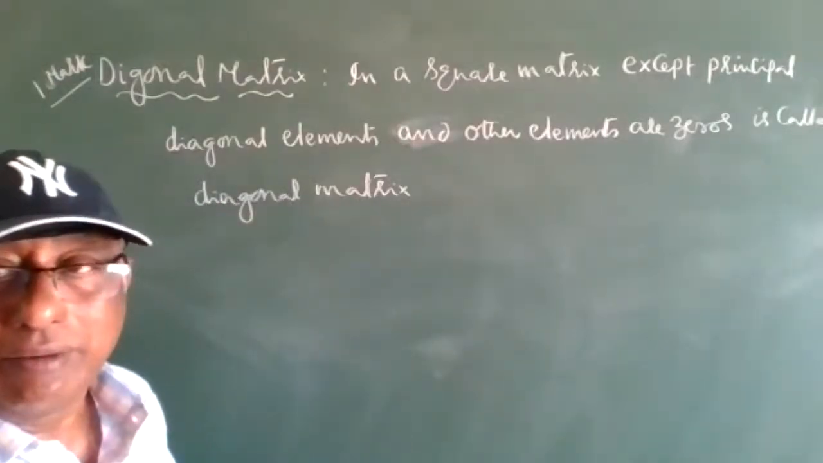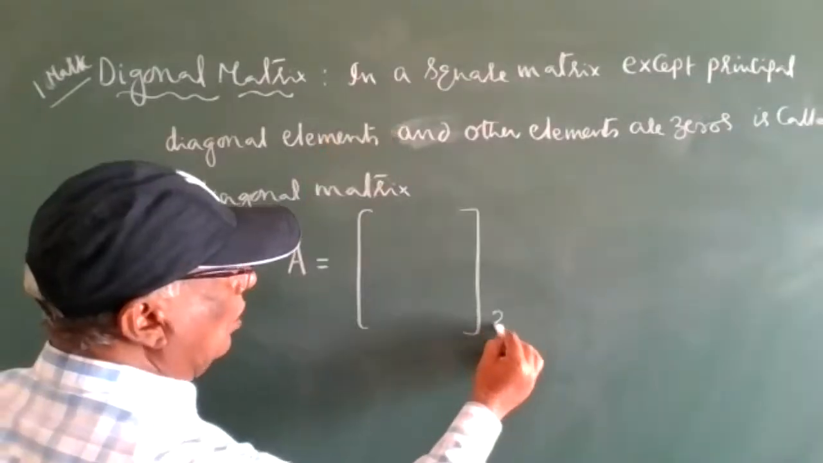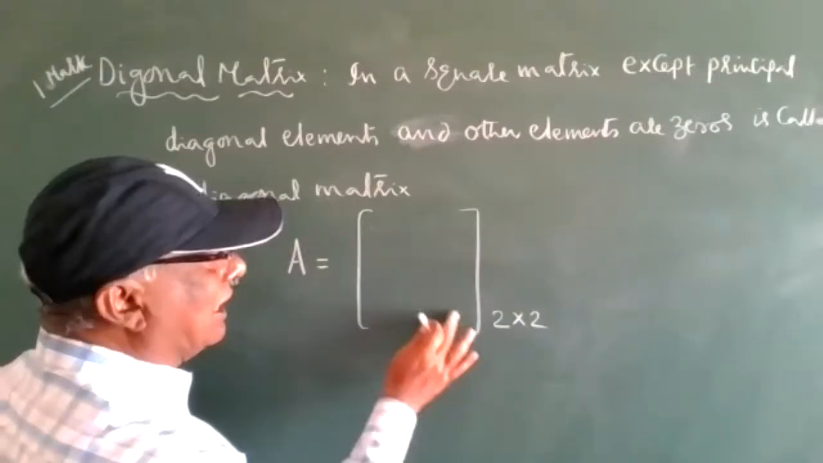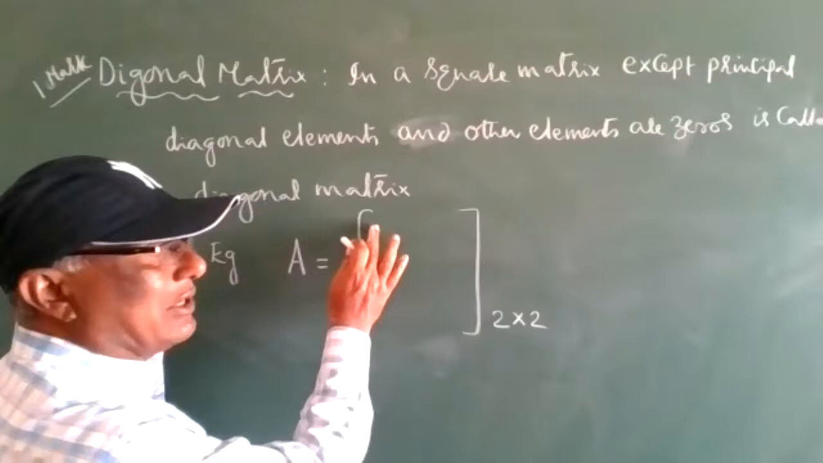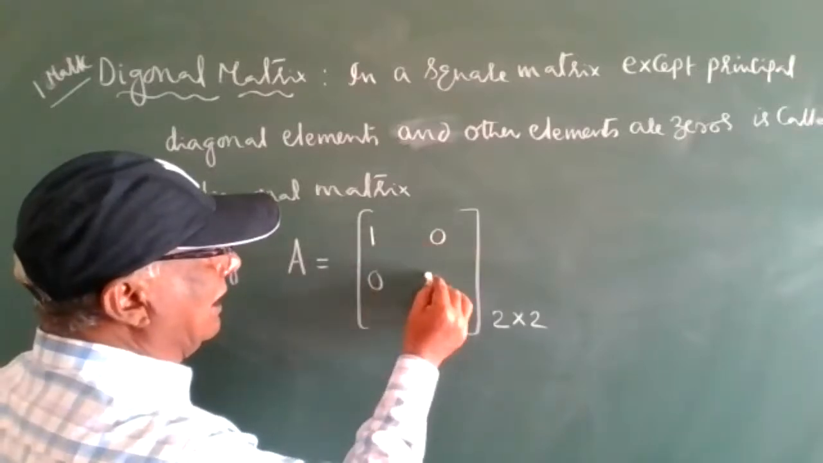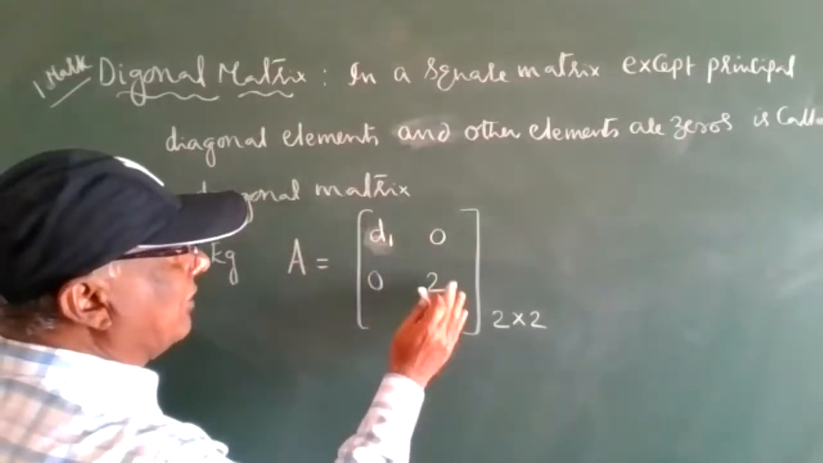Everyone observe what is given here: a square matrix. First you have to take one square matrix. A square matrix means the rows and the columns are equal. I will take a 2 by 2 square matrix. In this square matrix, the principal diagonal means the first element of the first row, the second element of the second row, the third element of the third row. The first element and the second element are not zeros.